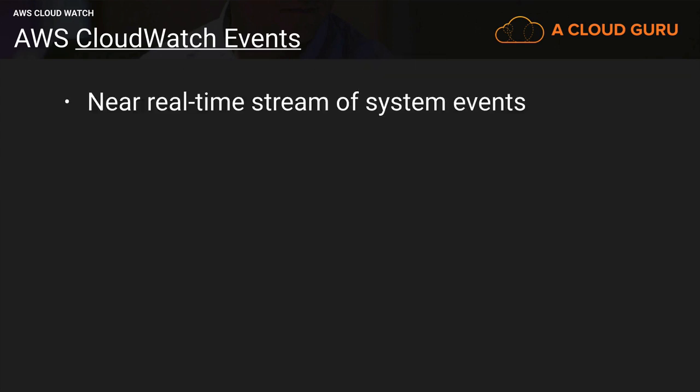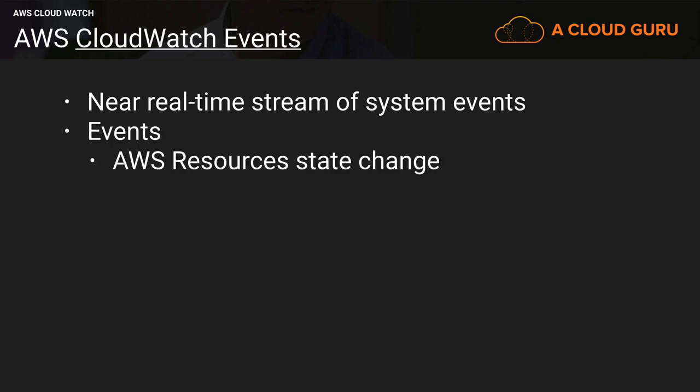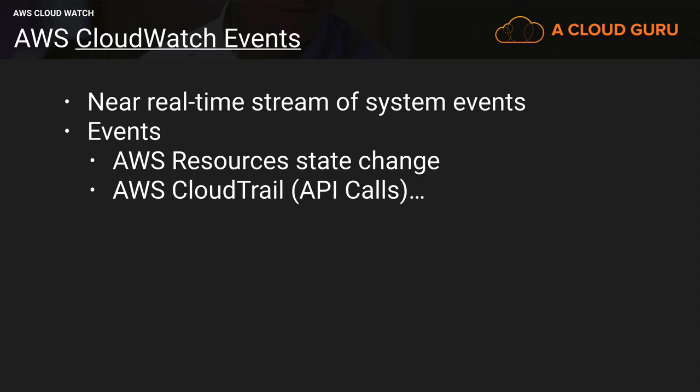It has a near real-time stream of system events. The events are basically made up of AWS resource state changes. So you could say, okay, what happens if this EC2 instance is stopped? Do we have an event? Do we respond to that by automatically triggering a Lambda function to go in and start that EC2 instance? In my example, we just used AWS CloudTrail. So what happens if someone is using API calls to provision really big EC2 instances? Do we go in and terminate them?